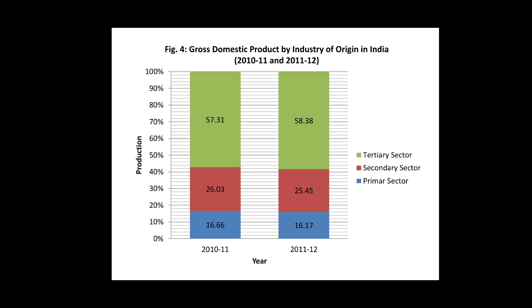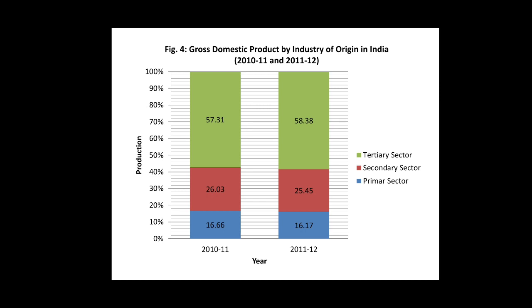Then the percentage share of primary sector to total GDP for the year 2010-11 and 2011-12 are shown at the bottom of the bars shaded with blue color, which is 16.66% and 16.17% respectively. From this level upwards, the percentage share of secondary sector to total GDP of India for the same years are shown with a part of bars shaded with maroon color, which is 26.03% in 2010-11 and 25.45% in 2011-12.